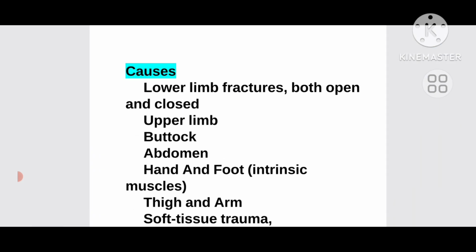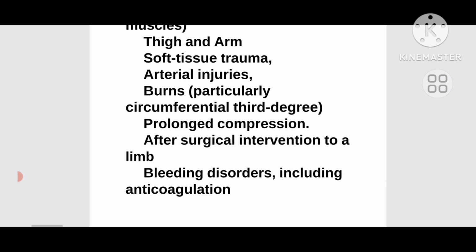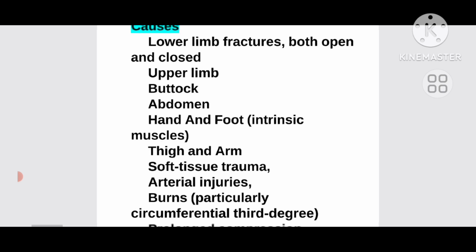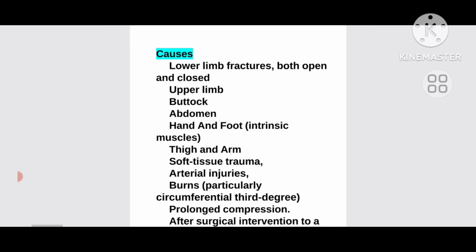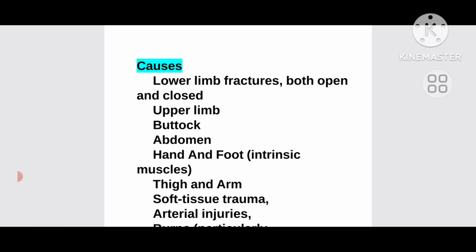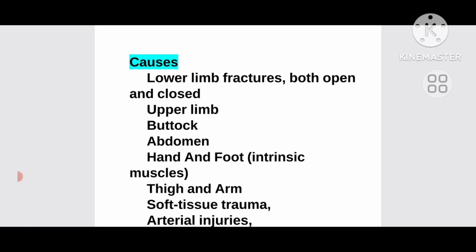So, the main causes of compartment syndrome are fractures and soft tissue trauma. Almost 70% of cases are caused by fractures, the most common cause, and the second most common cause is soft tissue trauma, soft tissue contusion, which accounts for 23%. Lower limb fractures, both open and closed, can cause compartment syndrome.